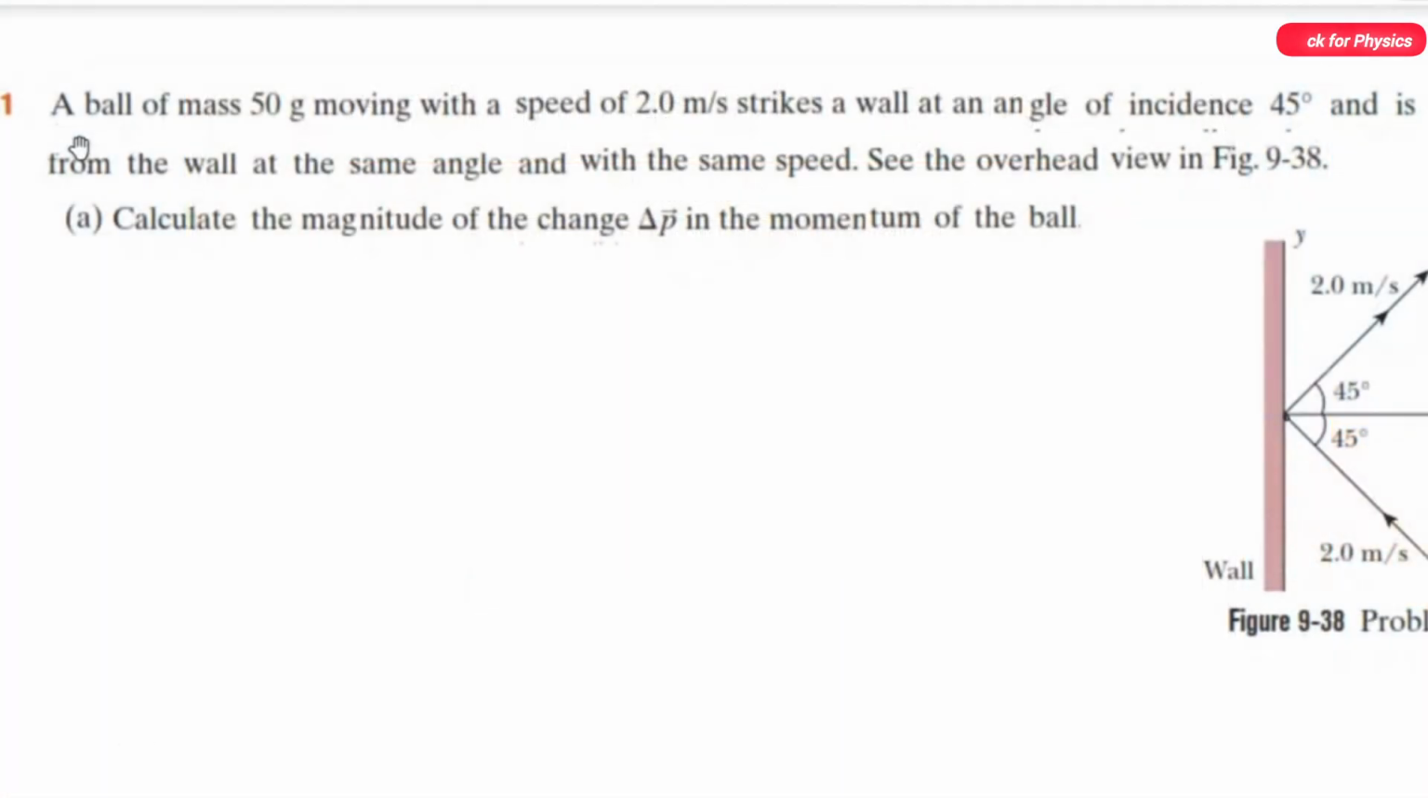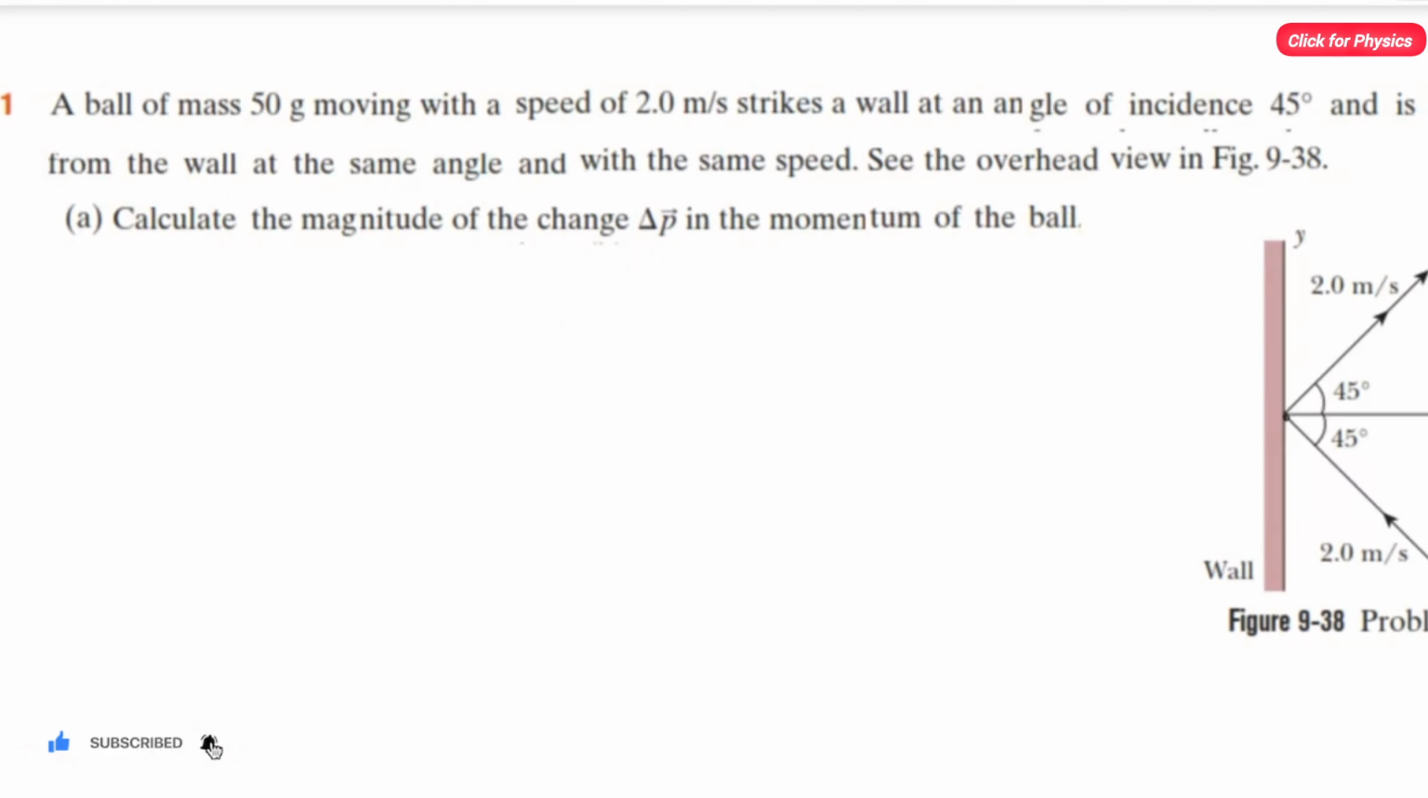Problem number 21. A ball of mass 50 gram moving with a speed of 2 meter per second strikes a wall at an angle of incidence 45 degree and is reflected from the wall at the same angle and with the same speed. See the overhead view of the figure. In the first question, we are going to find the magnitude of the change in momentum of the ball.